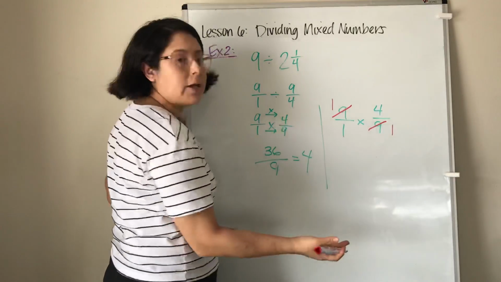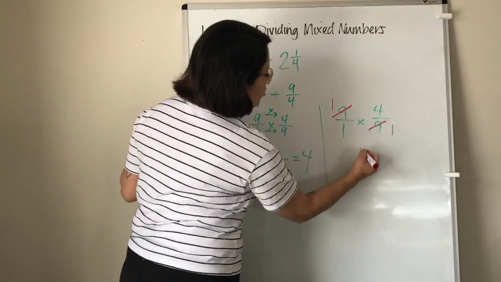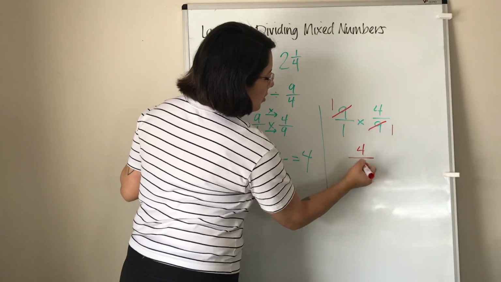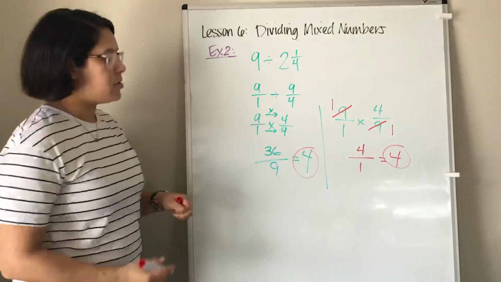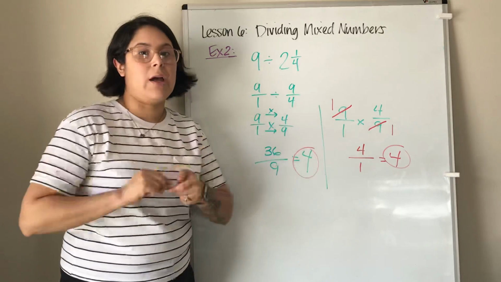Okay, so now I go back to my steps. I say 1 times 4 is 4. 1 times 1 is 1, and I get 4. I got the same number, same answer, okay? This is just a shortcut, okay?